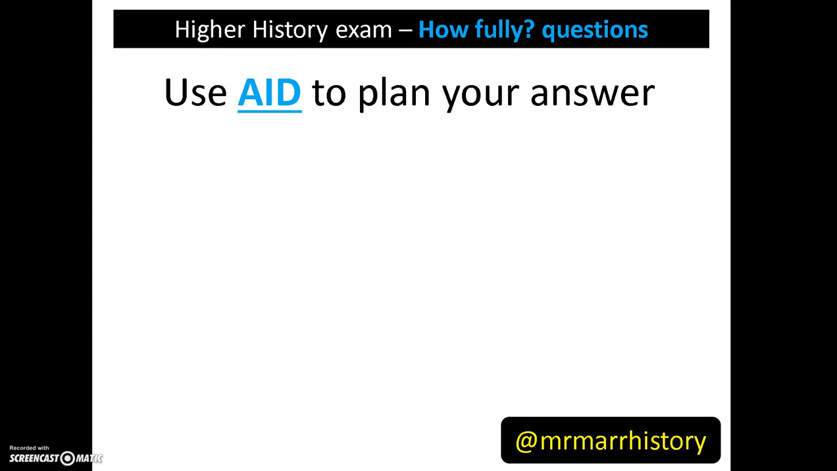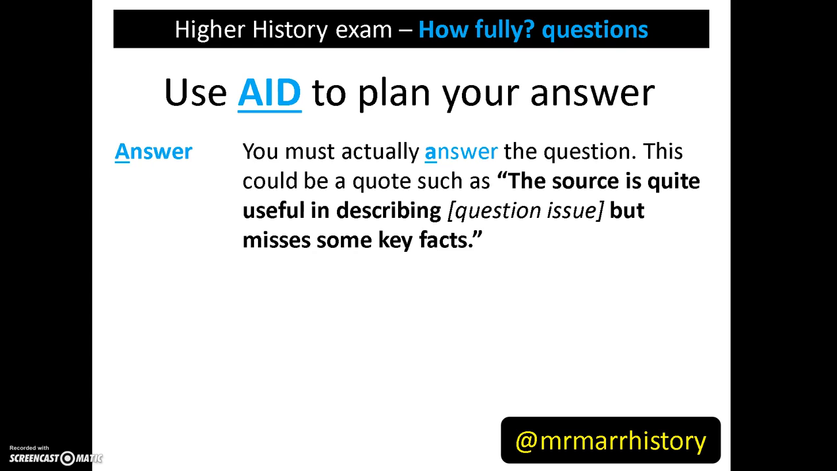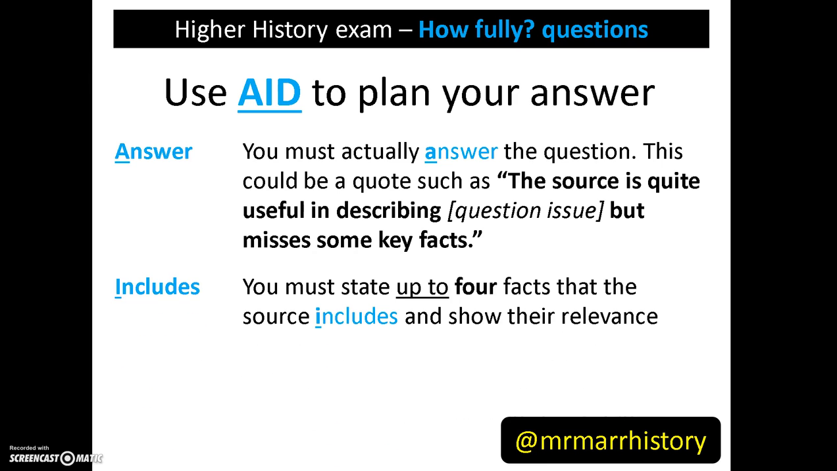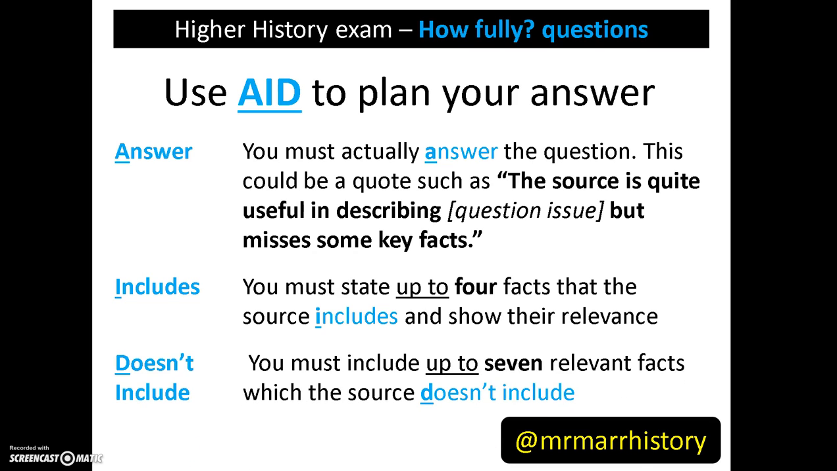One approach to answering these questions is to use AID when you plan your answer. AID is an acronym and stands for the following. The A in AID stands for answer. Remember, it's important you do actually answer the question. This can be a fairly basic approach, such as saying the source is quite useful in describing the issue, but misses some key facts. The I in AID stands for include. This is when you should remember to include up to 4 facts that the source includes and explain their relevance to the question. And the D from AID stands for doesn't include. Remember, you can include up to 7 relevant facts that the source doesn't have but are relevant to answering the question.